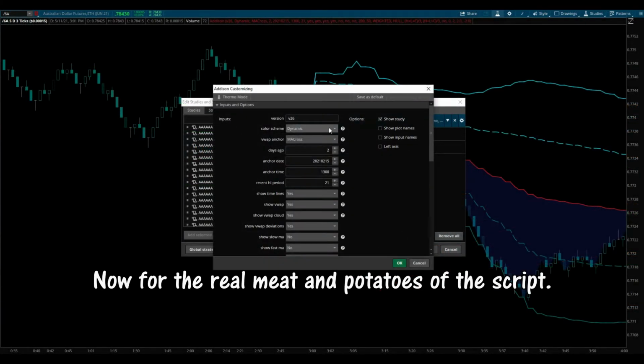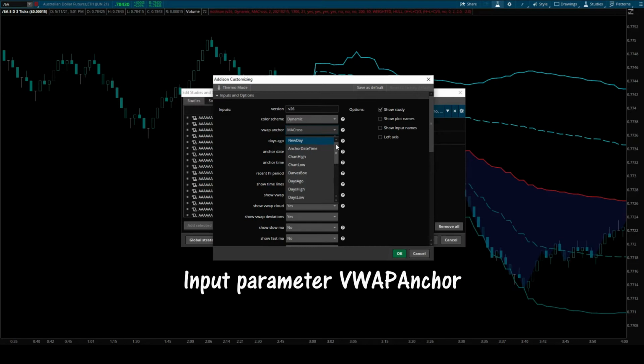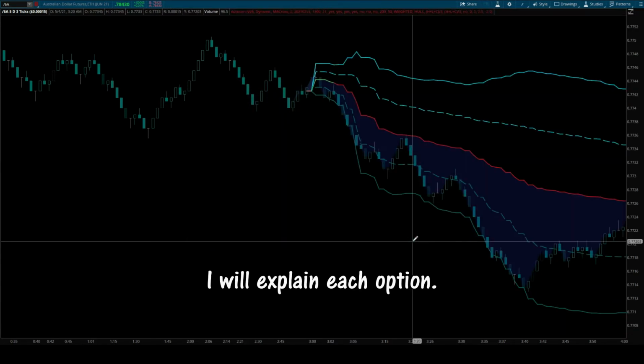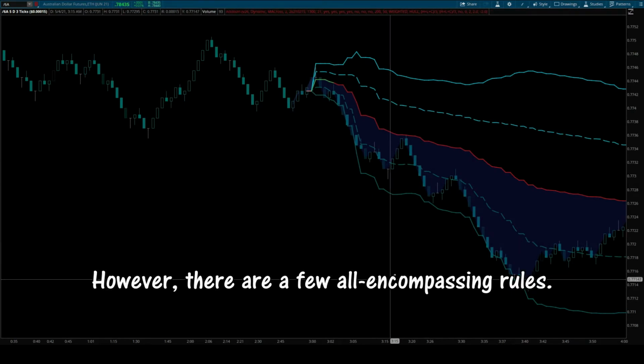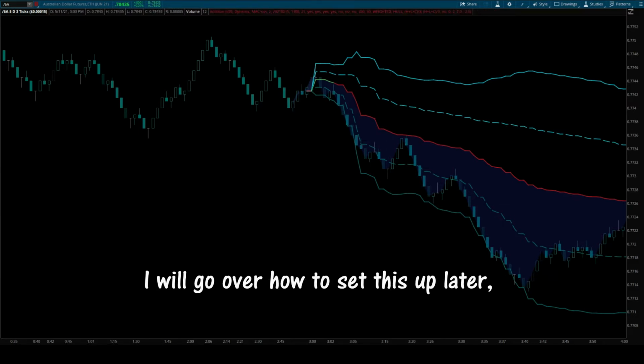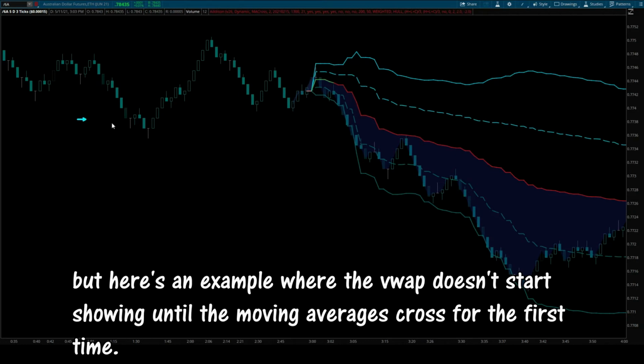Now for the real meat and potatoes of the script. Input parameter VWAP anchor. The VWAP anchor drop-down list is where you select the key point where you want the VWAP to start. I will explain each option. However, there are a few all-encompassing rules. For instance, the VWAP will not begin displaying until the first occurrence of the desired anchor has happened. I will go over how to set this up later, but here's an example where the VWAP doesn't start showing until the moving averages cross for the first time.